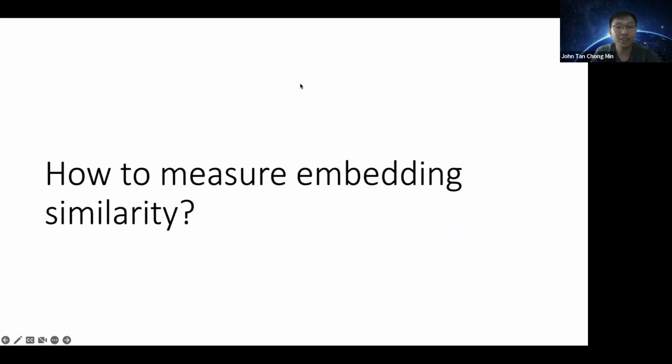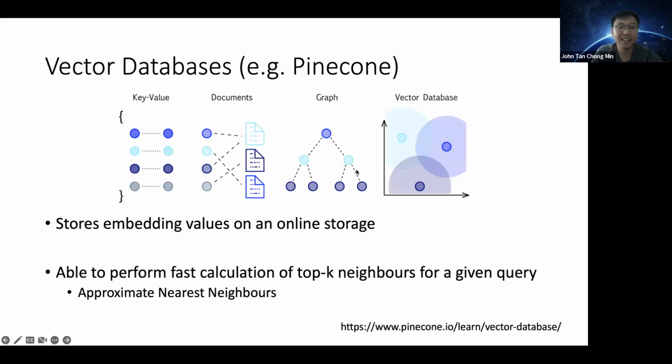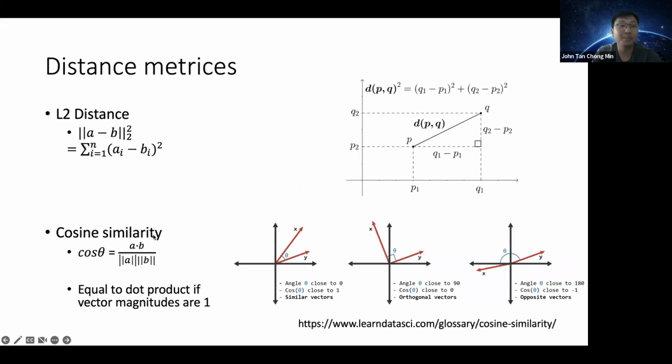Oh, that's an interesting question actually. I should go and do some research on it. So that's how we get the similar vectors.